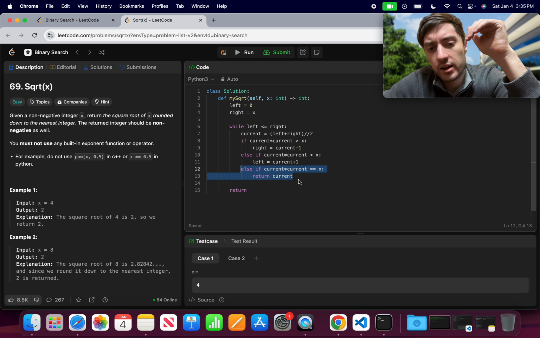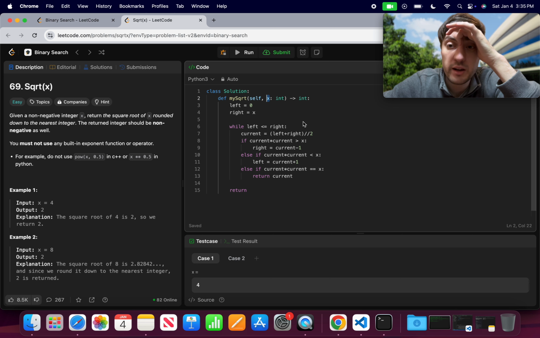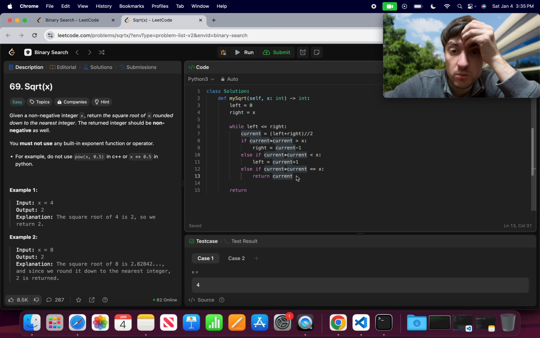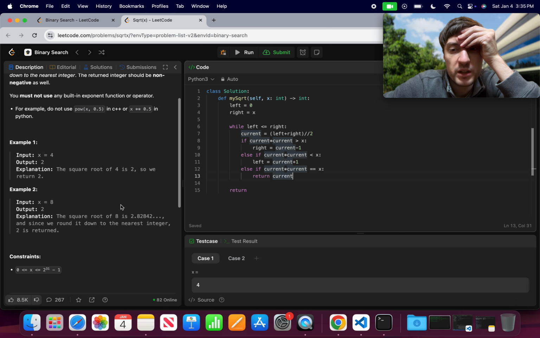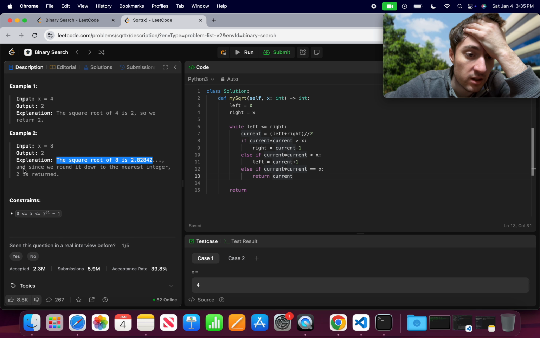if x is 101, this current is never going to hit the 101, no matter what I do, because it has to be an integer value. So the square root of 8 is 2.828. Since we round down to the nearest integer, 2 is returned.